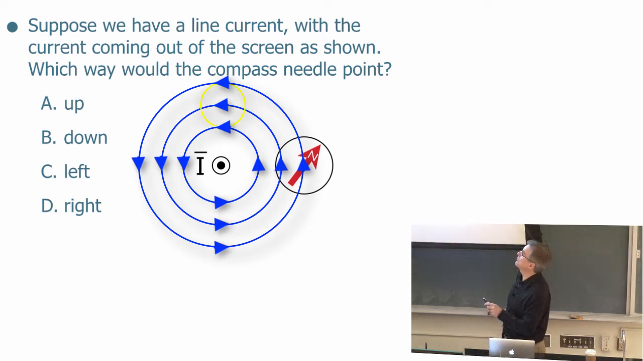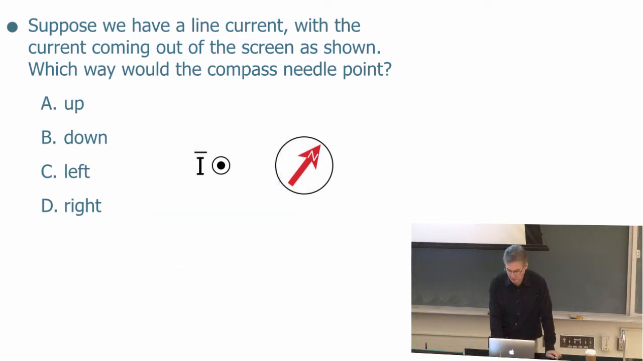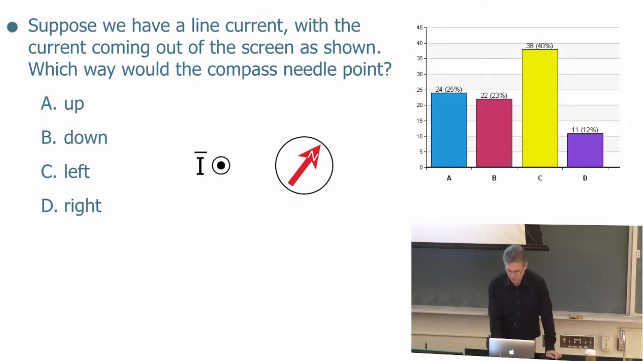If you move the compass up here, it would point to the left. Over here would point down. Over here would point to the right. So it follows the direction of the magnetic field lines. So the correct answer is up, A, which, well, a quarter of you got it.